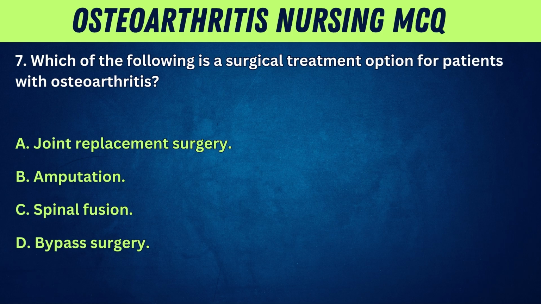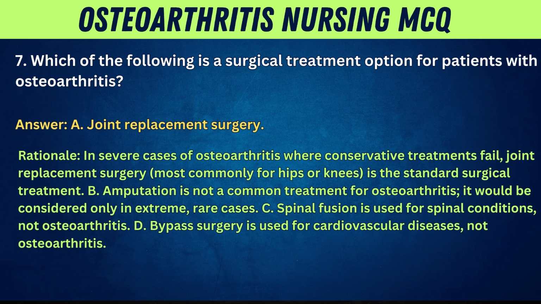A. Joint replacement surgery. B. Amputation. C. Spinal fusion. D. Bypass surgery. Answer: A. Joint replacement surgery. Rationale: in severe cases of osteoarthritis where conservative treatments fail, joint replacement surgery, most commonly for hips or knees, is the standard surgical treatment.